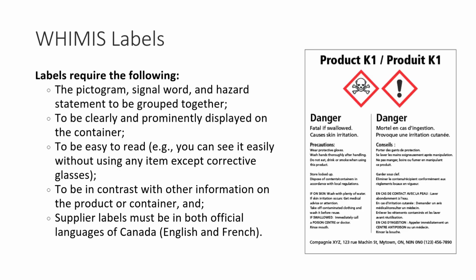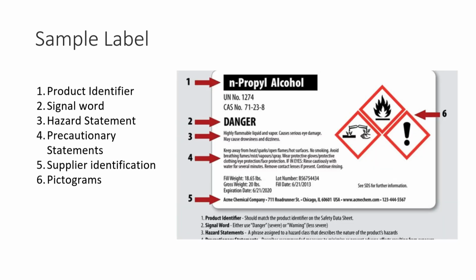Additional label requirements include: 1. The pictogram, signal word, and hazard statement must be grouped together. 2. To be clearly and prominently displayed on the container. 3. To be easy to read. 4. To be in contrast with other information on the product or container. And lastly, labels must be in both official languages of Canada, English and French. Here is a sample of a label. Pause to review the label and each of the sections we discussed.